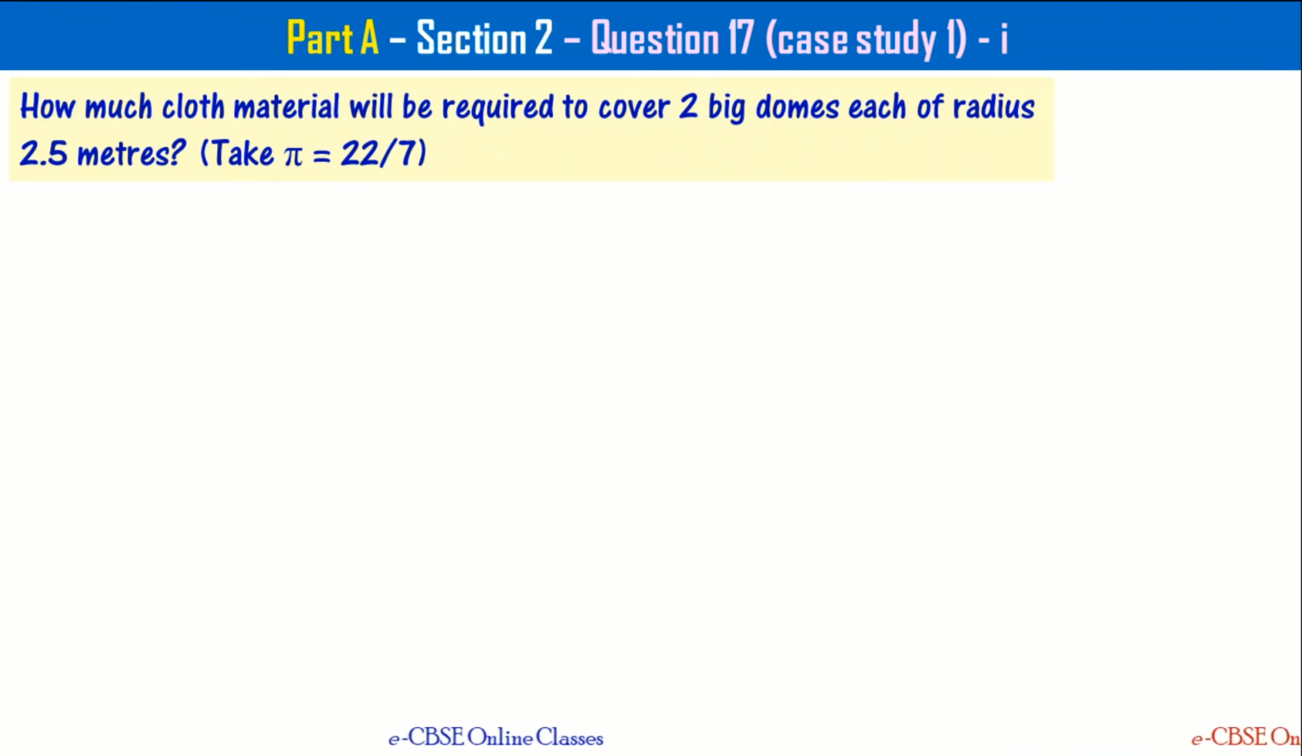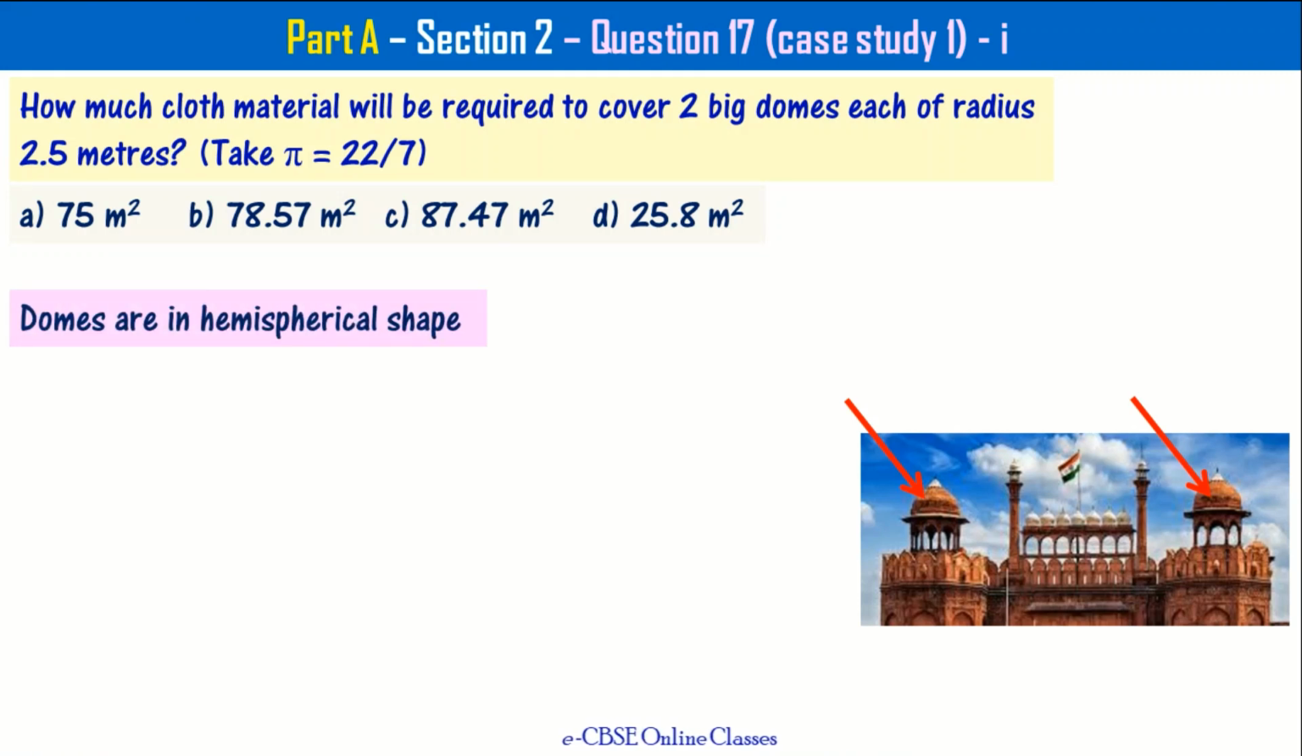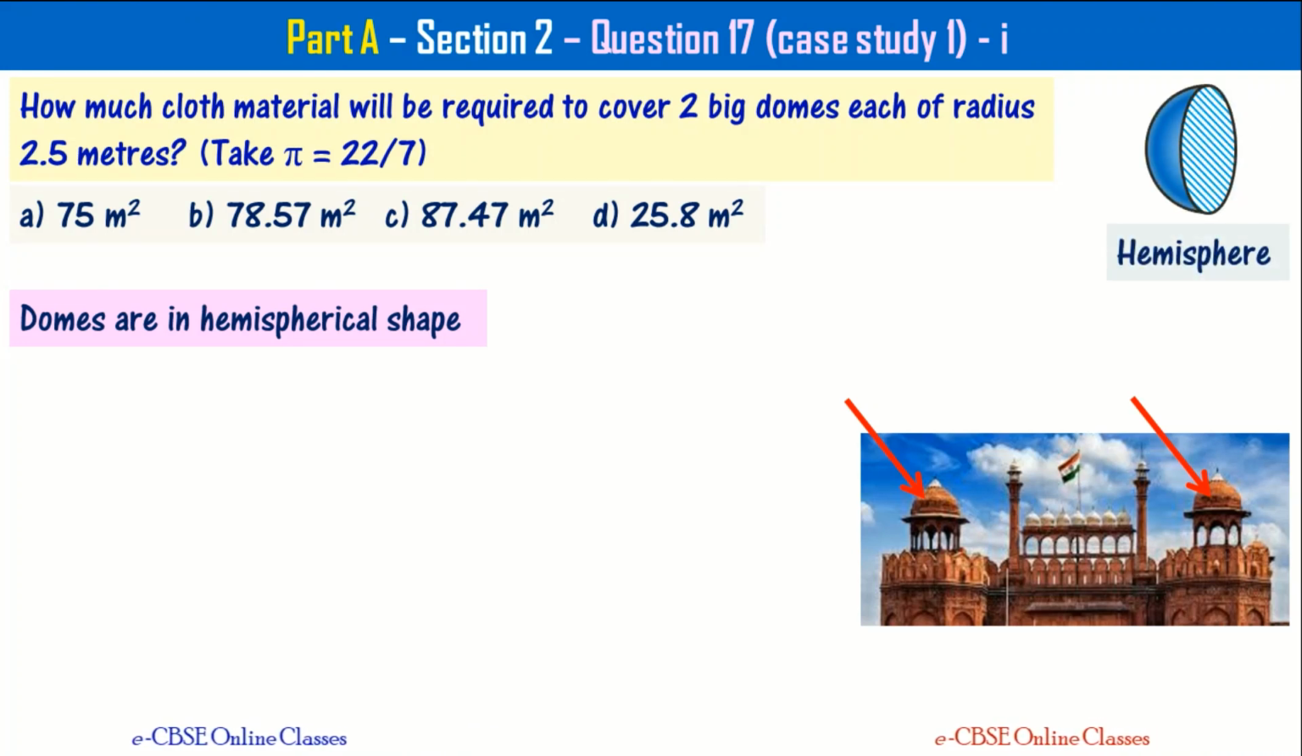How much cloth material will be required to cover 2 big domes, each of radius 2.5 meters, is the question. And we are asked to take pi equal to 22 by 7, as you see, and we are given 4 choices. As you see from the figure, the big domes are marked using arrows. And the teacher said that domes are in hemispherical shape while discussing with students, right? Hemisphere is half of the sphere, we know that.